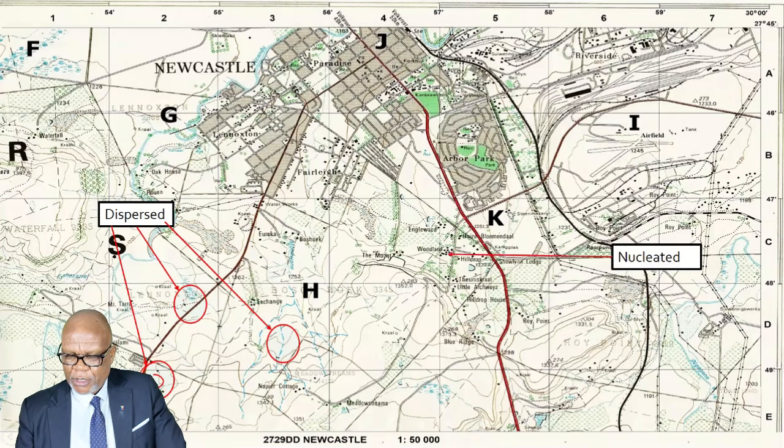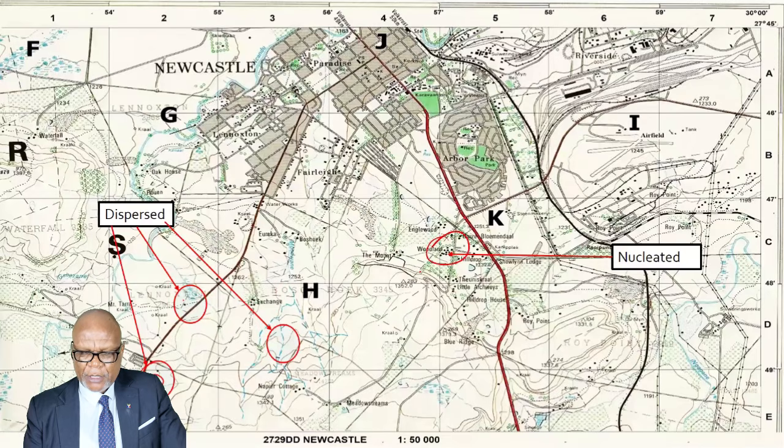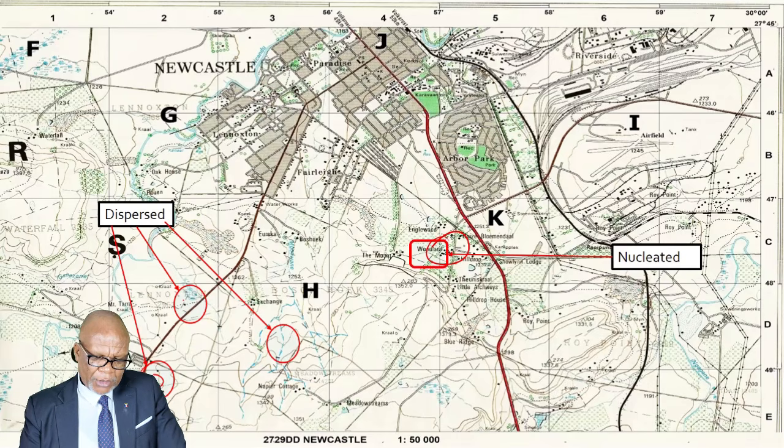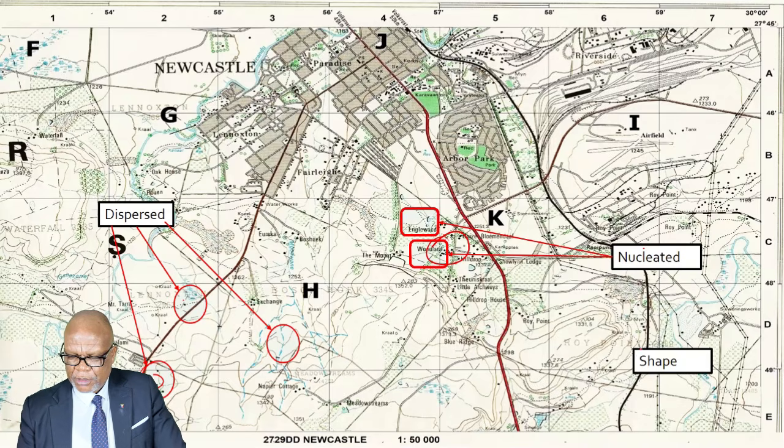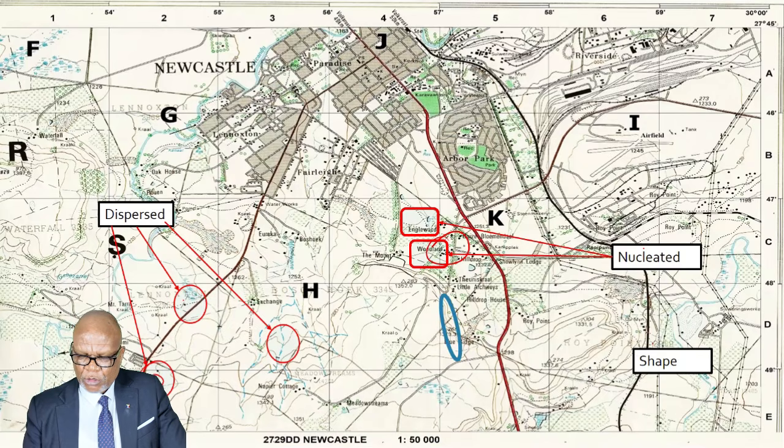Now, looking at the nucleated settlement, you see the houses here are closer to each other. So that's a nucleated settlement. Woodland and Ramti: Ramti has an isolated pattern, but Woodland has a nucleated pattern. Now, shape. You can see this settlement is built along the transport route, so it is going to take a linear shape.